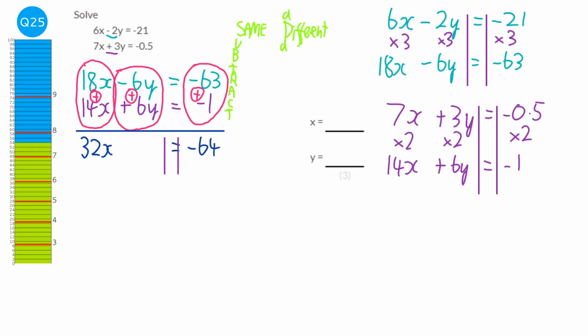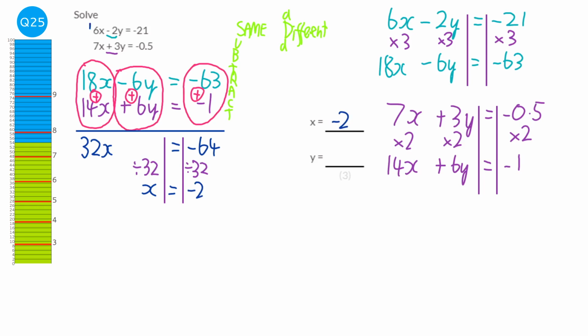There we go, just quickly solve. That's going to be nice and easy because we're just going to divide both sides by 32 to get x on its own. So we've got x equals minus 64 divided by 32, which would be minus 2. So x is minus 2, but we can't stop there because we need to find out what y is.